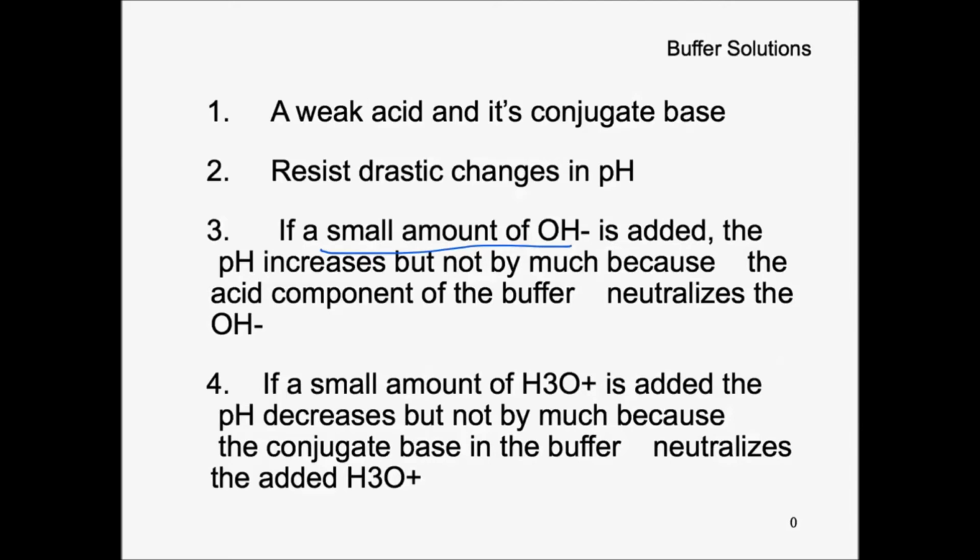This is because the acid component of the buffer would be able to neutralize the OH for the reasons I explained previously. Likewise, realize that if you add a hydronium ion source, so some kind of an acid, it's going to again decrease the pH, but not by much, because the conjugate base component of the buffer is going to neutralize the added hydronium ion. That is the reason why you need to have a significant amount of acid and a significant amount of the conjugate base in that buffer solution. That concentration is really important.